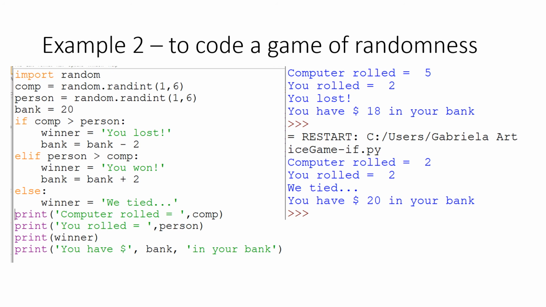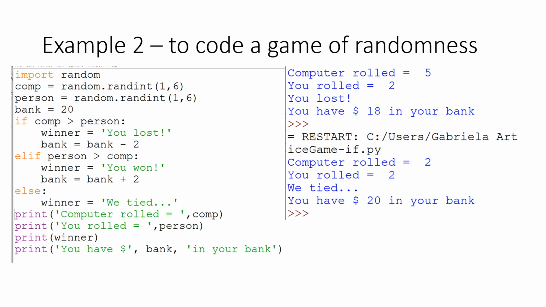We start with a bank of 20 every time we run this program, and if the computer got a value that is larger than the person's value, we're going to say that the variable named winner will read you lost, and the bank will get decreased by 2, because when we play against a casino machine, if we lose, the casino machine deducts our bank by 2.